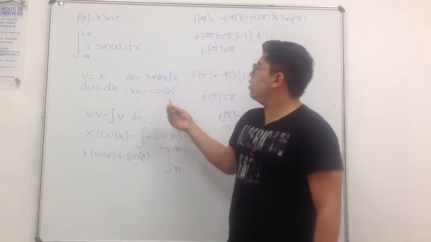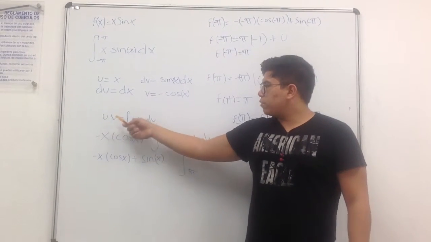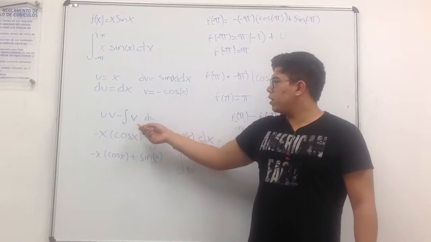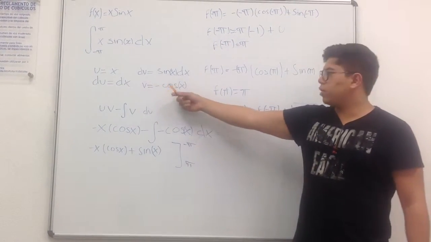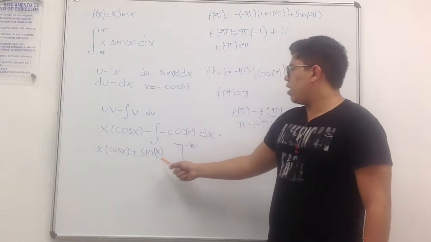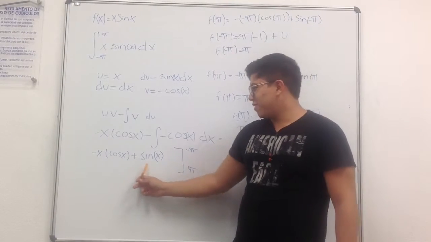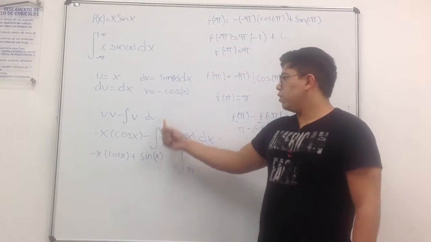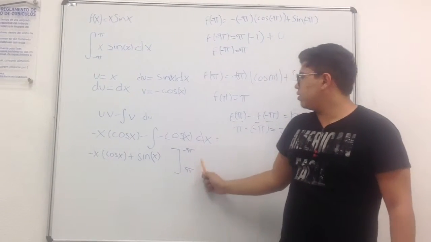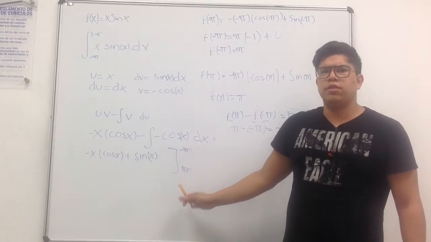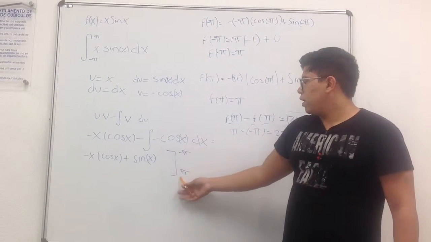Now we use the formula of integrating by parts, which is u times v minus the integral of v times du, and we substitute our values with the values we have in here, and we have that minus x times cosine of x plus sine of x is equal to the integral of our function, and we know that this is a particular integral which is defined between minus pi and pi.